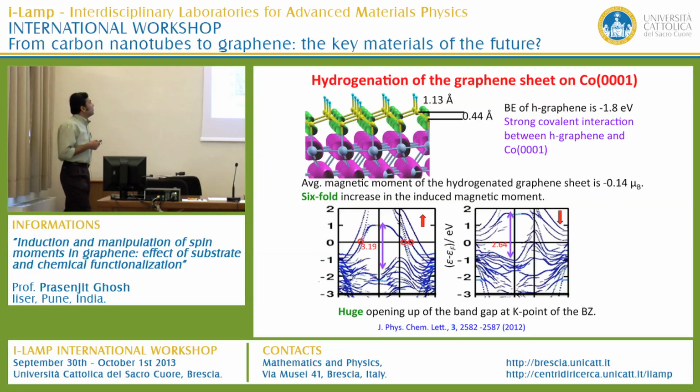So on cobalt also, we see similar features. What we see is that because of the interaction with the hydrogen, there is a strong buckling in the geometry of the graphene sheet, and also there is a huge opening up of the band gap. However, in cobalt, if you look at the magnitude of the magnetic moment, these are again much higher compared to that of the nickel atoms.